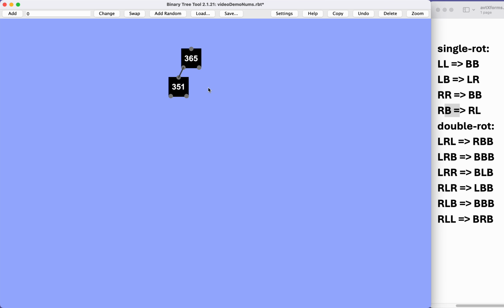369. Well, that makes this guy become more left-leaning. And finally, I delete the 365. 351 is by itself. I can delete that, and now I am really done.